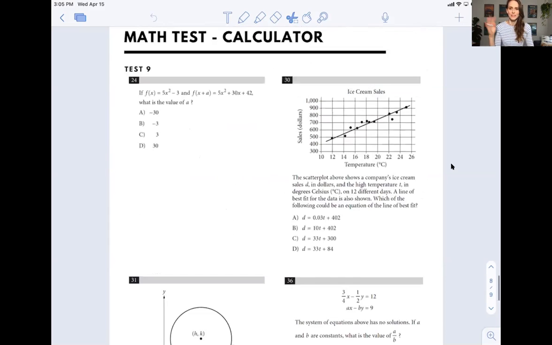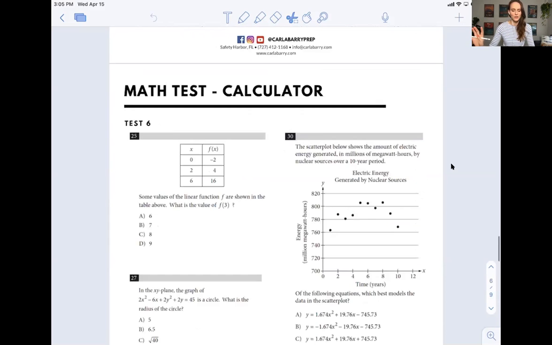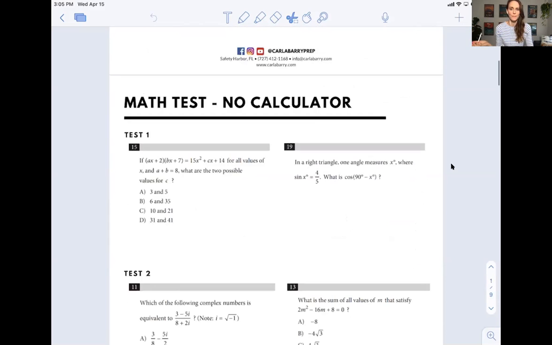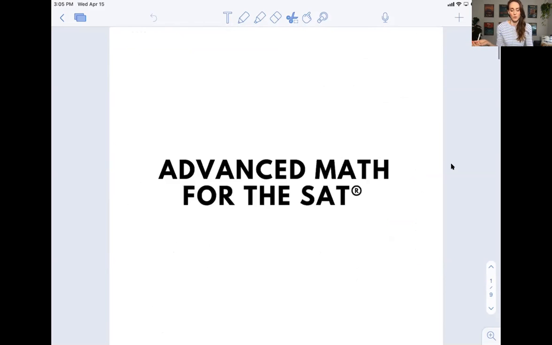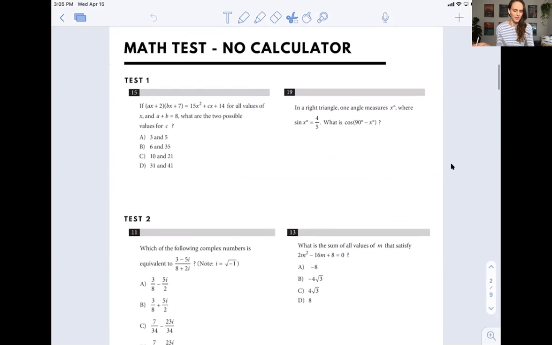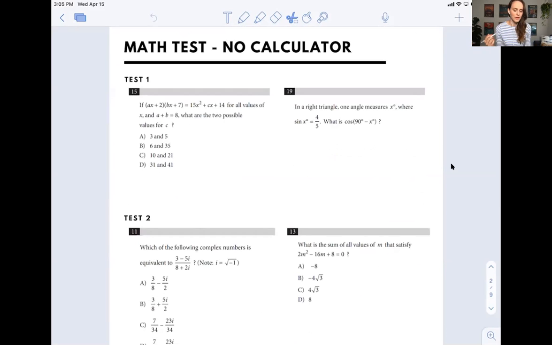So I just want to lay the groundwork right from the get-go that you may not necessarily even want to use your graphing calculator on all of them. So for today, we're going to start with these 4 questions. So test 1, number 15 and 19, and then test 2, number 11 and 13.